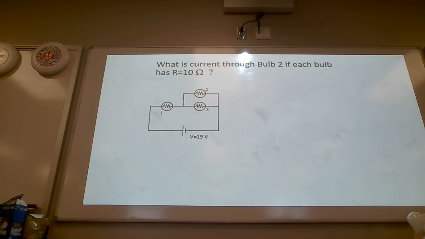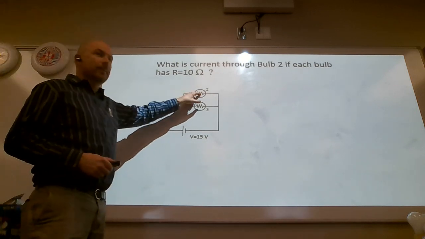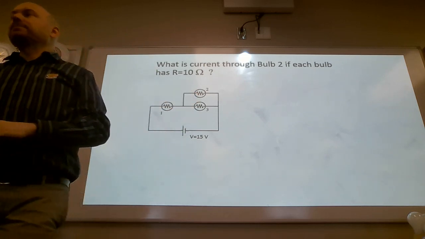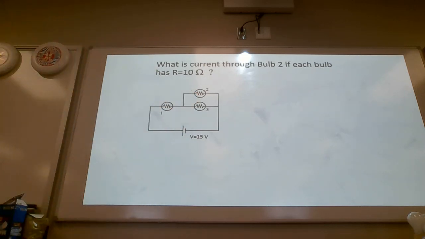So step one. Well, first off, I want to figure out the current going through this bulb here. So step one is to find the total or the equivalent resistance. So go ahead and do that and redraw the circuit.